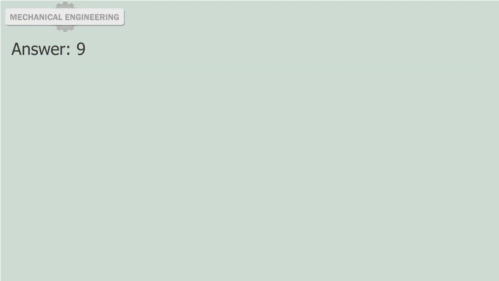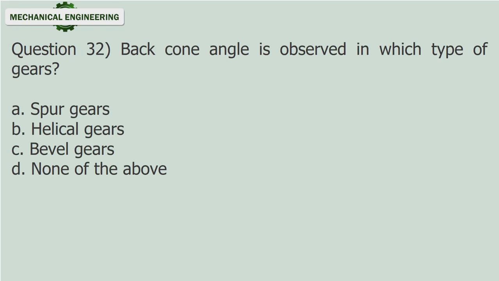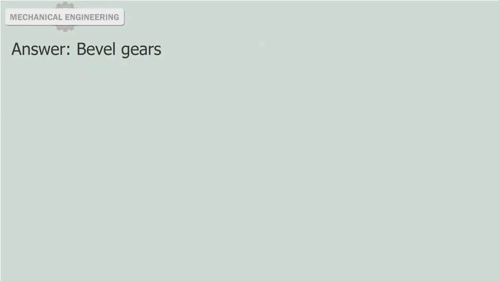Answer: 9. Question 32. Back cone angle is observed in which type of gears? A. Spur gears. B. Helical gears. C. Bevel gears. D. None of the above. Answer: bevel gears.